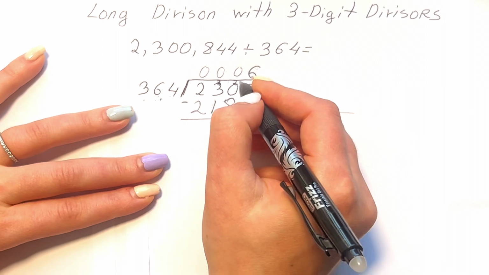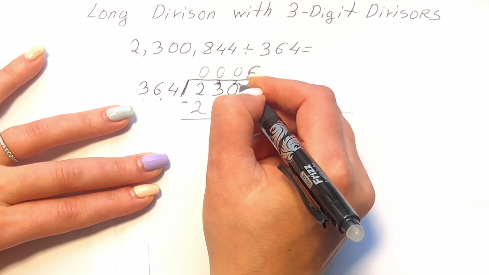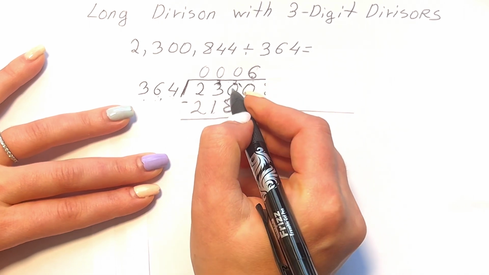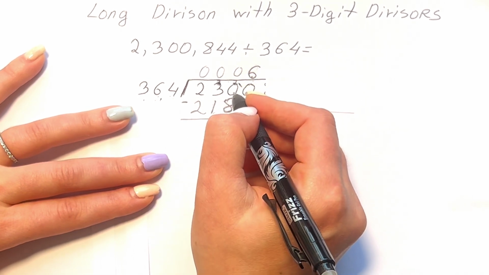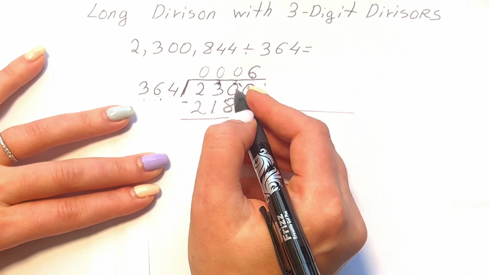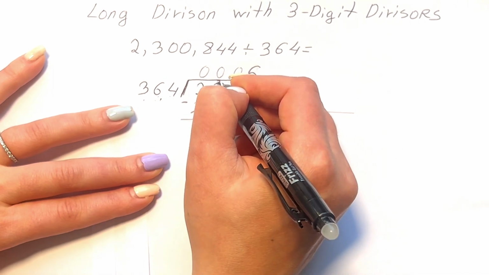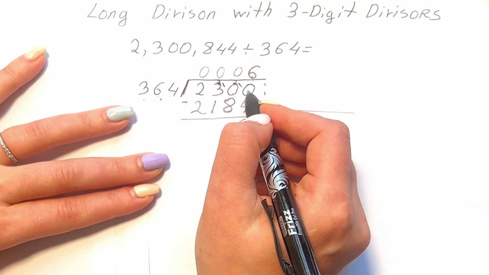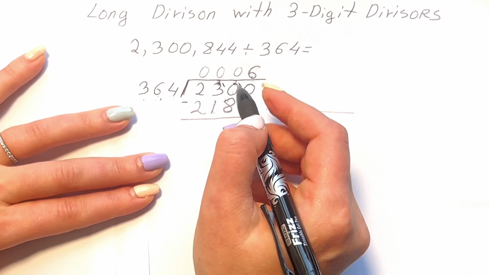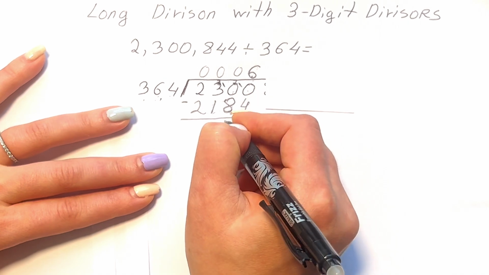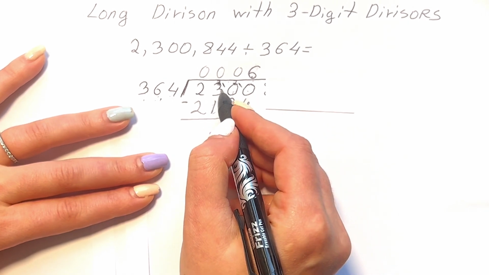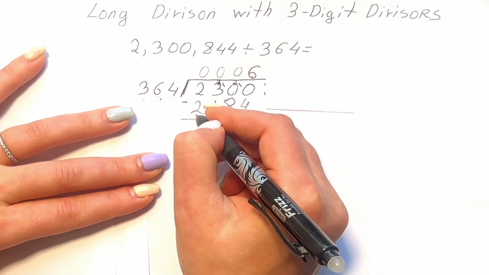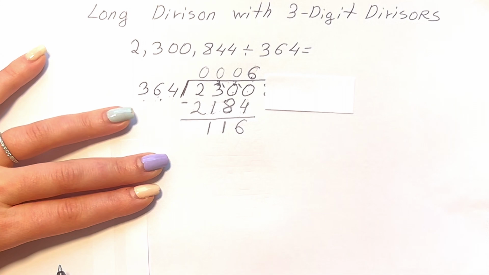0 minus 4, I can't do that. I'm gonna borrow. 10 minus 4 is 6. Now, this is even not 0. It's one digit less than 0. I'm gonna borrow again. This is gonna become 10, but you remember I gave one digit to the ones place. So it's 9. 9 minus 8 is 1. This is not 3 anymore. It's 2. 2 minus 1 is 1. 2 minus 2 is 0. So the remainder will be 116.